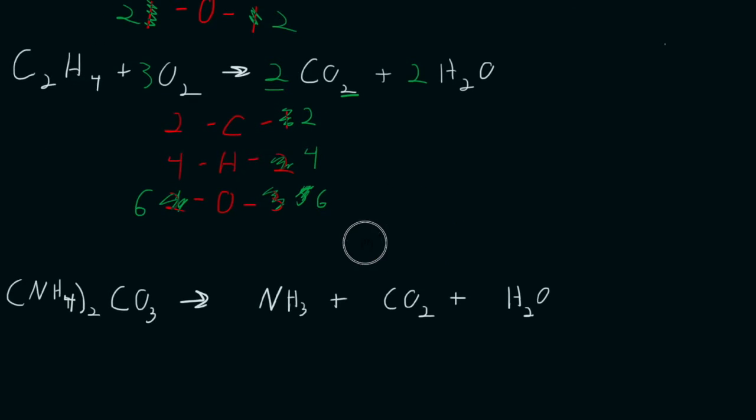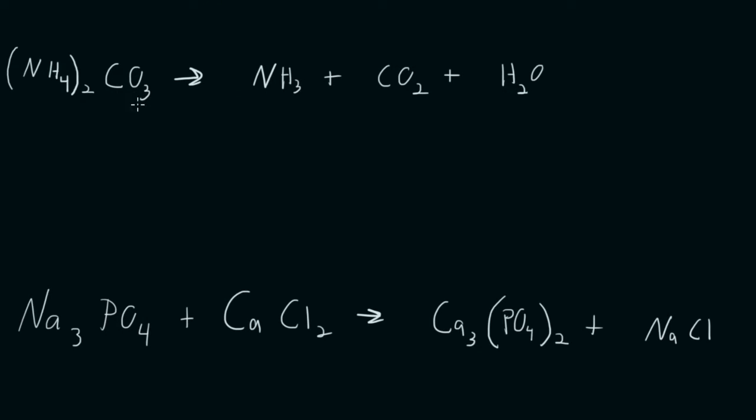Okay. So next we have ammonium carbonate breaking down into ammonia, CO2, and H2O. So I'm going to track all of my different elements. I've got 4 here. So I've got nitrogen, I've got hydrogen, I've got carbon, and I've got oxygen. It's going to be a little more difficult. We now have 4 atoms to keep track of.